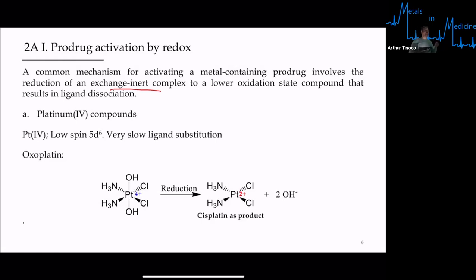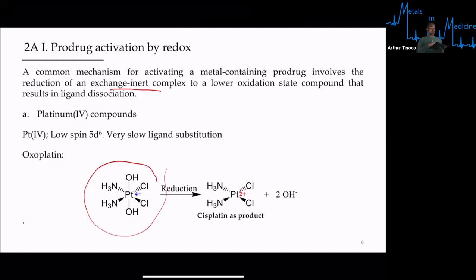So when you compare platinum-4 to platinum-2, platinum-4 is a higher oxidation state. So you're fine-tuning the hardness of that metal. It's more intermediate, whereas platinum-2 is softer. And because of that, platinum-4 is able to coordinate to harder bases, and so you're able to generate these coordination number 6 complexes.